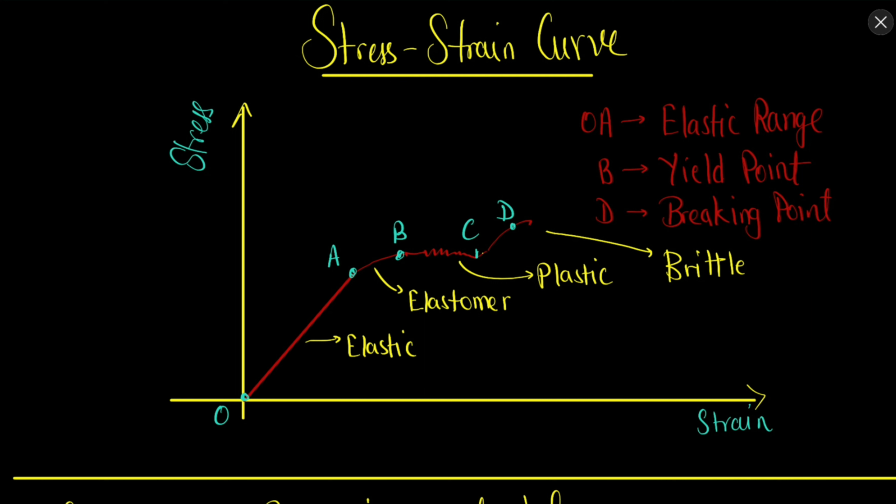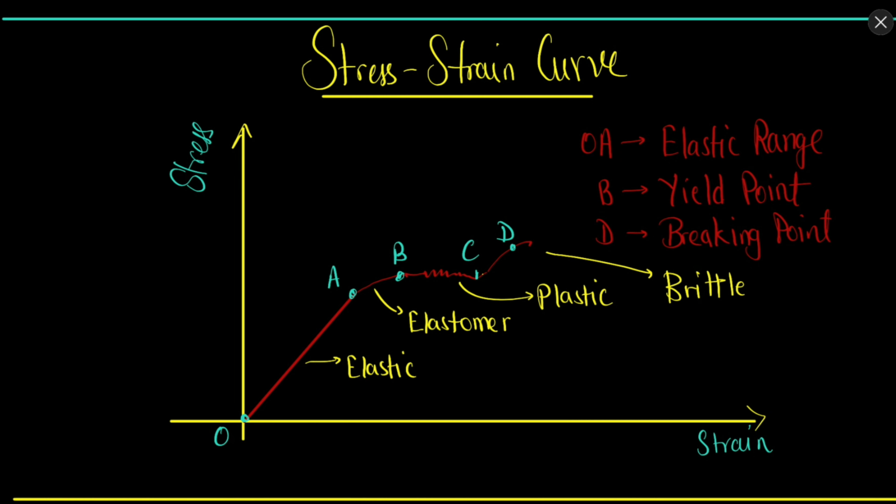In a particular region, if the force is less, the material can be elastic. If the force is increased, it will become an elastomer. Even after that, if the force is increased, it will become plastic, and after that it will become brittle, that is, it will break after a point. The D point is called the breaking point, and the B point is called the yield point. After the yield point, the material will not come back to its original shape. And OA is called the elastic range, because in this range it is following Hooke's law. So this stress-strain curve is very important in order to understand the different natures: elastic, elastomer, plastic and brittle.